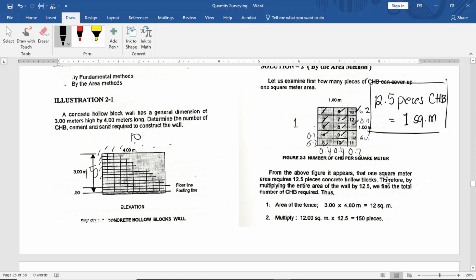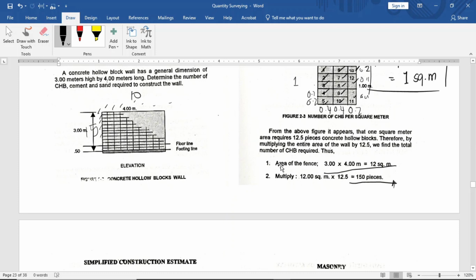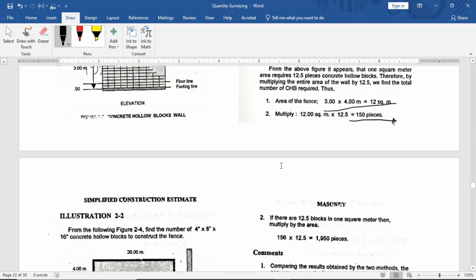So, try natin. Hanapin muna natin yung area sa problem. So, meron tayong area na 3 meters by 4 meters. So, 12 square meters. Multiply lang natin yung 12 square meters by 12.5, kasi nga, in every square meter, there is 12.5 pieces of CHB. So, 12 times 12.5 is 150 pieces.